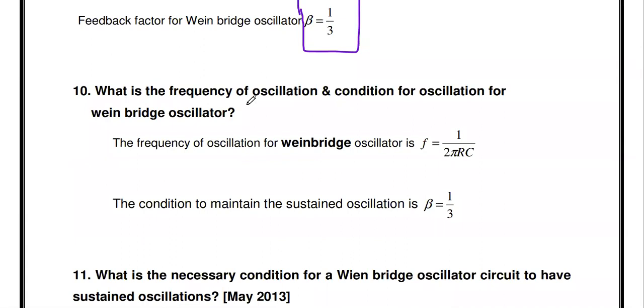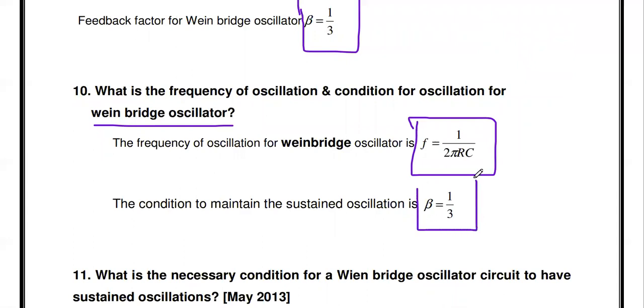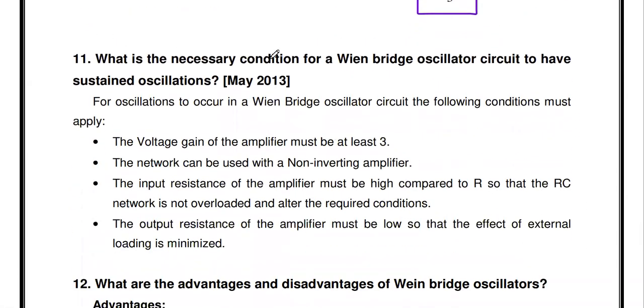And the next one: what is the frequency of oscillation and the condition for oscillation for Wein bridge oscillator? For Wein bridge oscillator, the frequency formula is 1 by 2 pi RC, and the condition to maintain the sustained oscillation is beta equal to 1 by 3. Frequency is 1 by 2 pi RC. Beta, the feedback ratio, is 1 by 3, or the gain of the amplifier A is greater than 3.